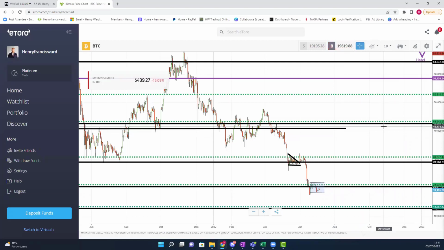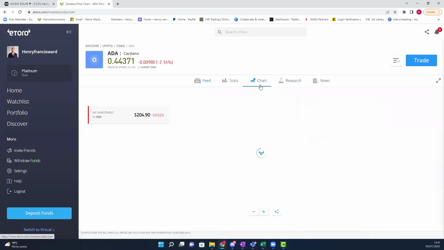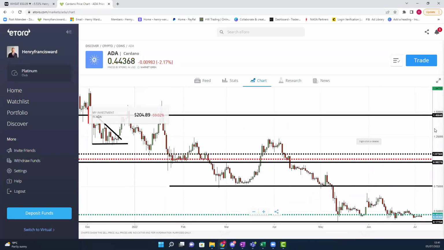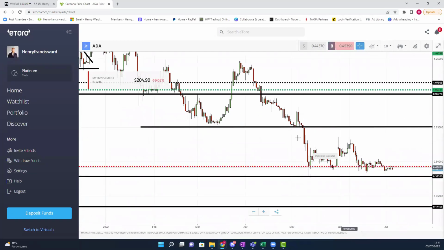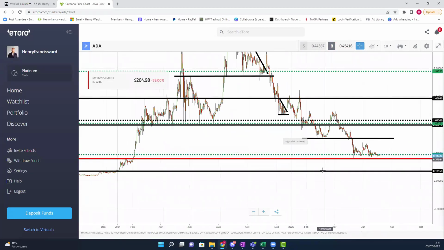Is there anything that anyone wants to go through in particular? Yep, we'll have a look at Oxy. We look at ADA. It keeps sort of hitting this floor. It keeps hitting this floor and it's just bouncing away there. Let's see if it holds.